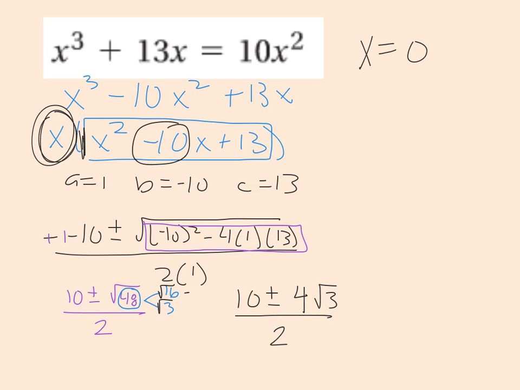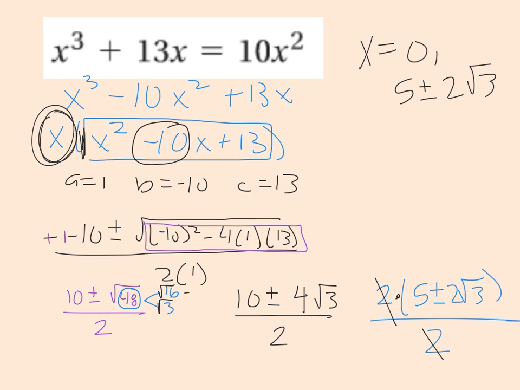Now the final simplifying here, I can look at what I can take out of the top, both of them have a 2 in common. This will be left with 5 plus or minus the square root of 3 over 2, or else you can write your 2 fractions out. Now since it's multiplying, I can simplify this. So my zeros would be at 0, and then also 5 plus or minus 2 square root 3, again because these 2's cancel out. There's 3 zeros here. And that would be all you need to write down.